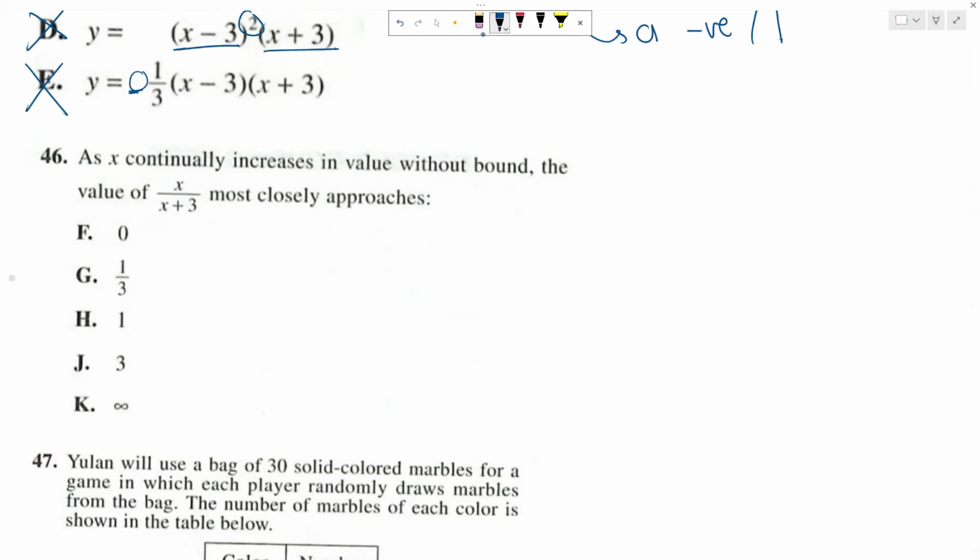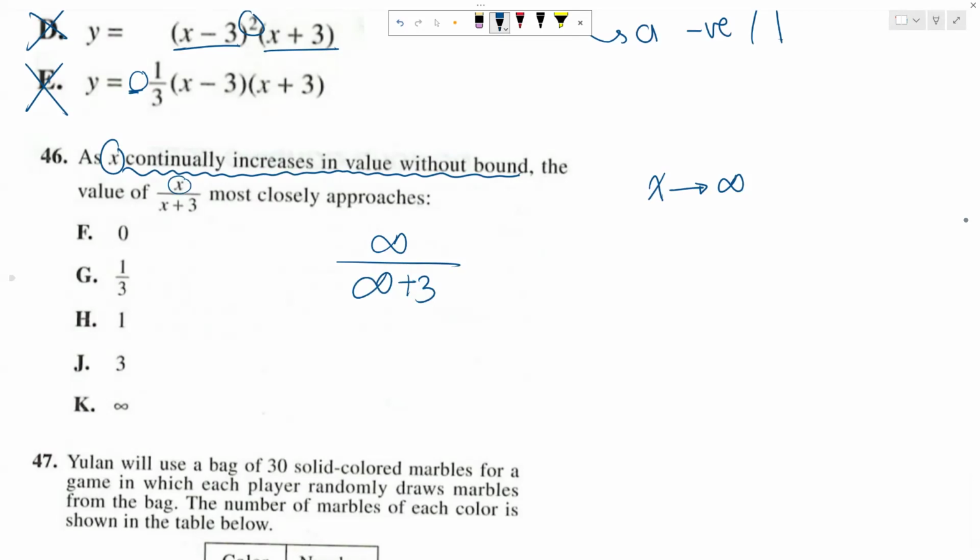They're saying as x continually increases in value without bound, the value of x over x plus 3 most closely approaches what? So what does that mean? X continually increases in value without bound. Well, if x keeps increasing, let's say x is 1, it would keep increasing without bound. I mean, it will keep going until it reaches infinity. And infinity is actually not a value for that reason, because infinity would still keep going. It's a value that keeps increasing. So this means I should substitute x with infinity. I mean, it's infinity over infinity plus 3.